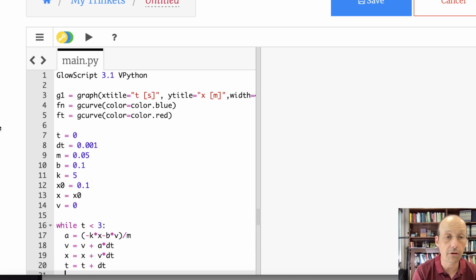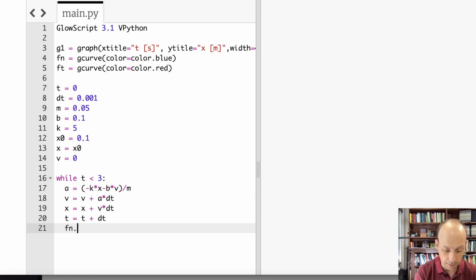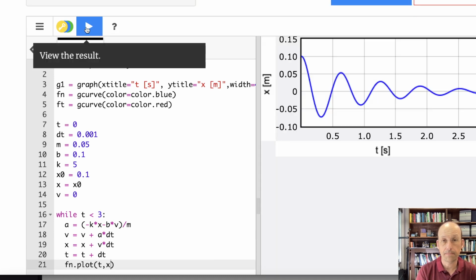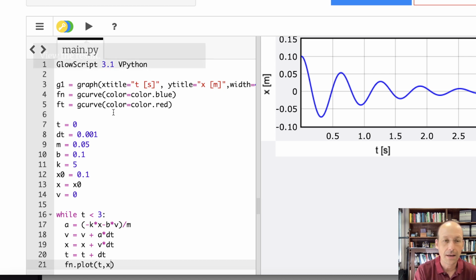And now I'm going to make the graph. So fn dot plot tx. And let's see if that works. I didn't even save it. That's how risky I am. Oh, that's right. It worked. I was thinking, why is it damped? I didn't tell it to be damped. I did tell it to be damped, right? I have a damped term over here.